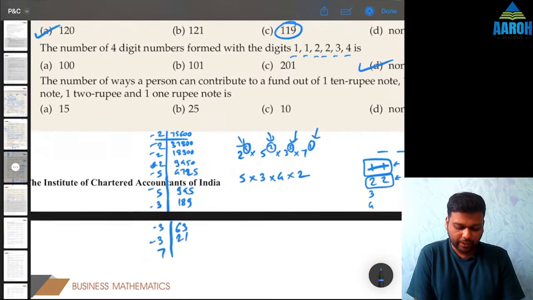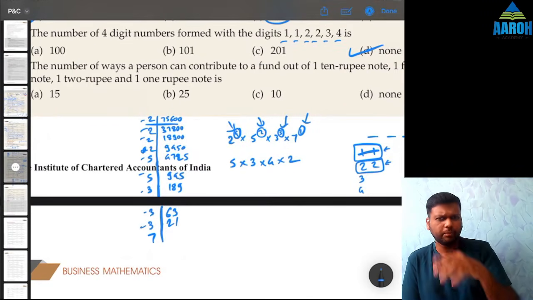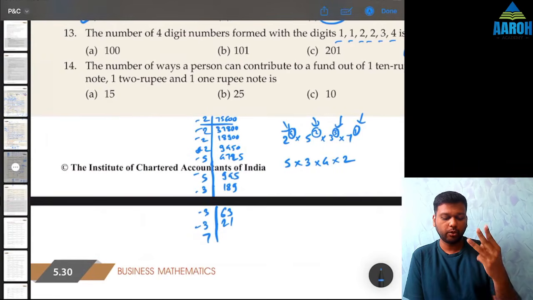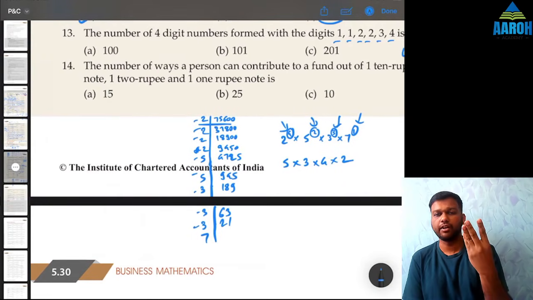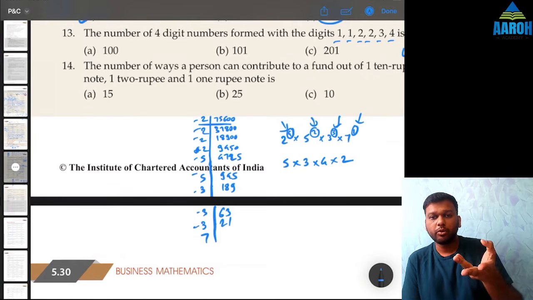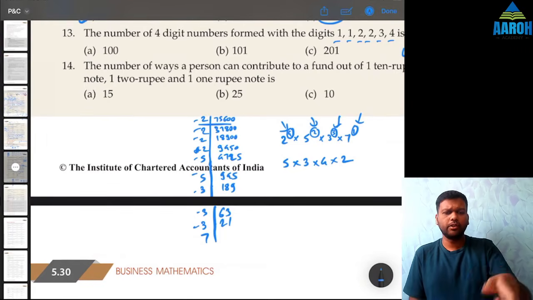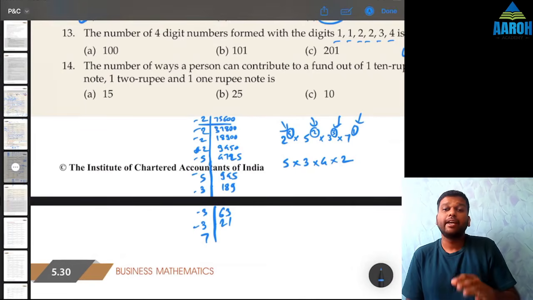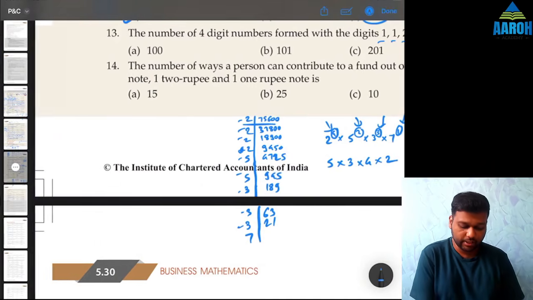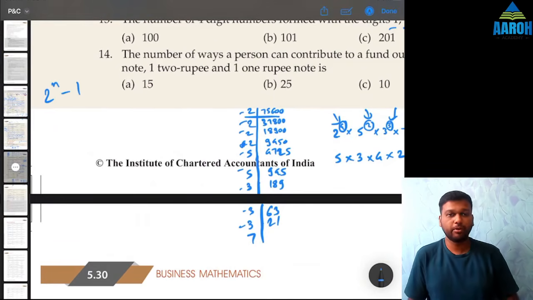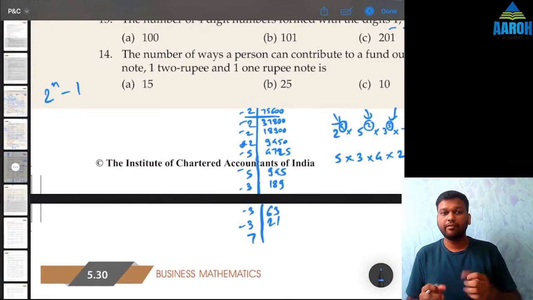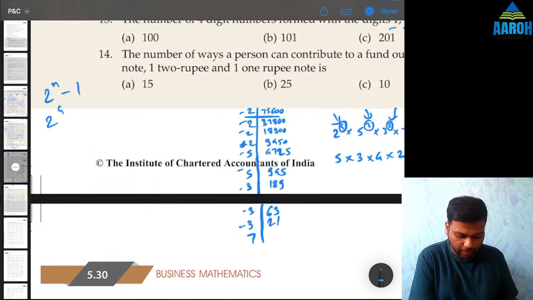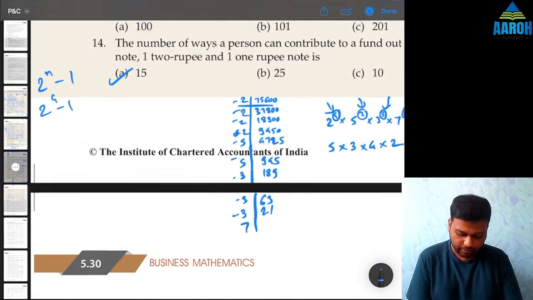Okay, next is 14th. 14th is a simple one. The number of ways a person can contribute to a fund out of 1 rupee note, 1 rupee note, 2 rupee note and 1 rupee note. So there are 4 different notes. He can contribute any number of notes that he wants, either 1 note, 2 notes, 3 notes or 4 notes. What is the number of ways to select any number of items from n items? That is 2 raised to n minus 1, because we don't want a way where he does not contribute anything. So how many notes are there? 4 notes. So 2 raised to 4 minus 1, that is 15. A is the correct answer.